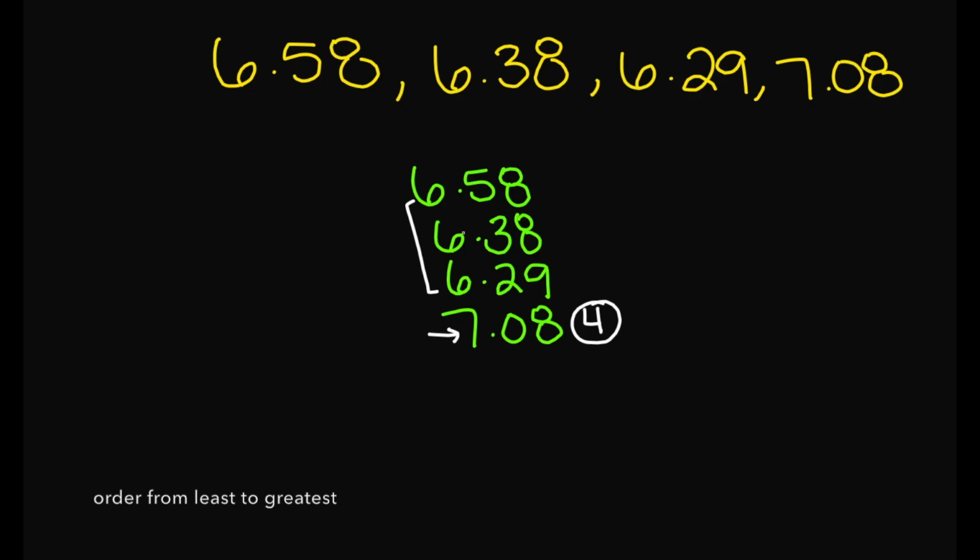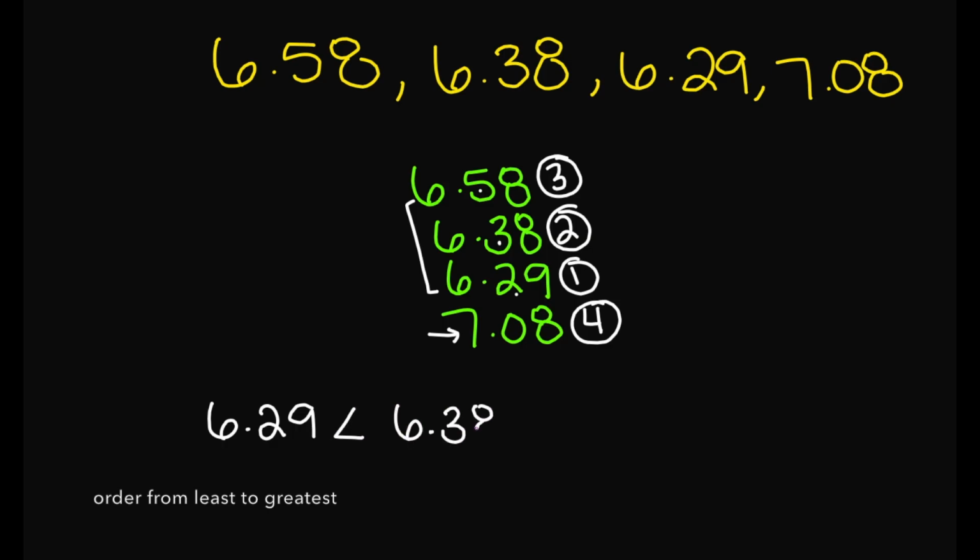Then we have our 6's, we have 5, 3, and 2. So the smallest here is going to be my 6.29. Then we have our 6.38, and then we have our 6.58. So if you were to write everything out, you're going to get 6.29 is less than 6.38, which is less than 6.58, which is less than 7.08.